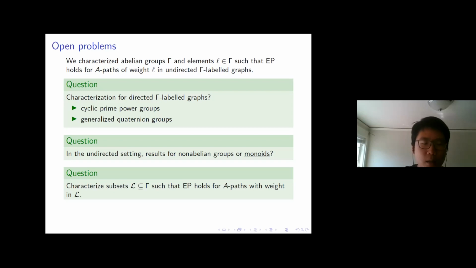The main reason I put this question here is that we do have such a characterization for cycles in finite groups. This is joint work with Kwan and Hendrey and Wollan, that as long as a group is finite, we can characterize exactly the subsets L such that cycles of length in L satisfy the Erdős–Pósa property. But I don't know such a characterization for A-paths. Okay, I'll stop here, and thank you for your attention.